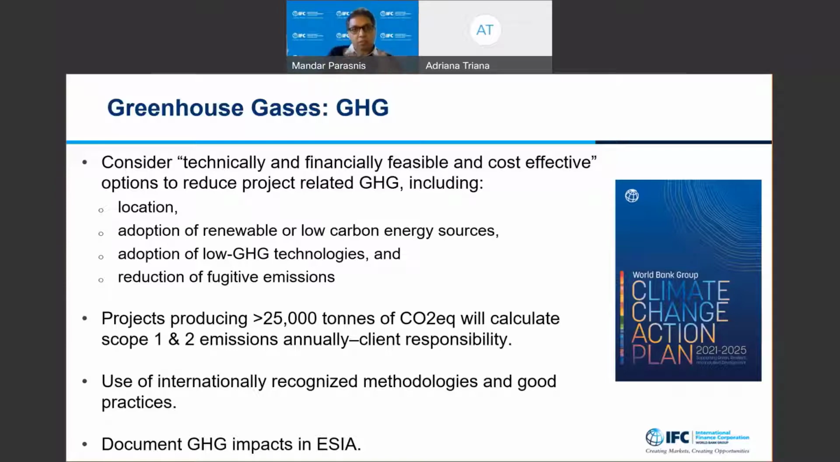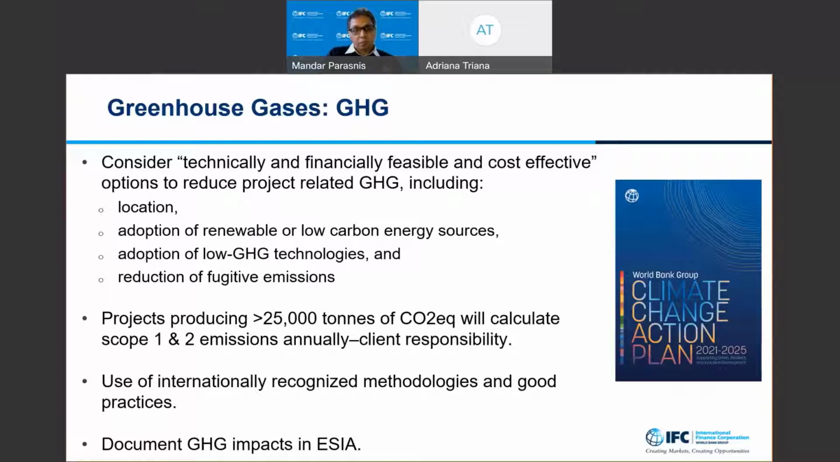In addition, as a principle, try to adopt technically and financially feasible, cost-effective options. In practice, there is also a clear requirement of calculating Scope 1 and Scope 2 emissions. At the beginning of the project, at the design stage, you estimate it and then keep monitoring annually, especially if your project is exceeding 25,000 tons per annum GHG emissions. To do so, one has to use the internationally recognized methodologies, those promoted by UNFCCC and other international good practices.